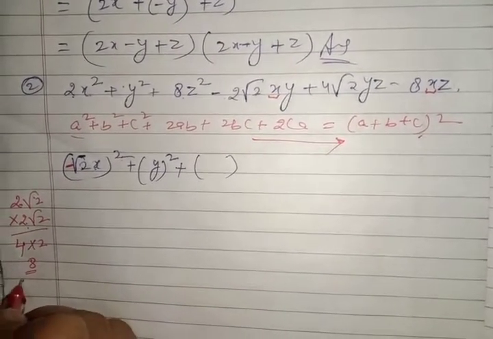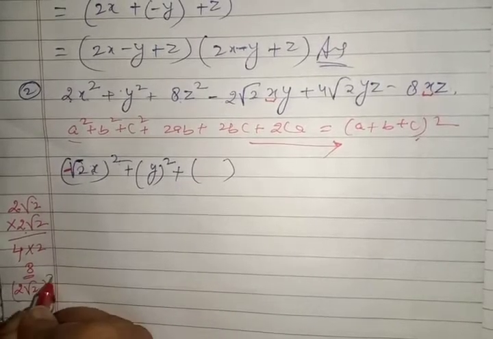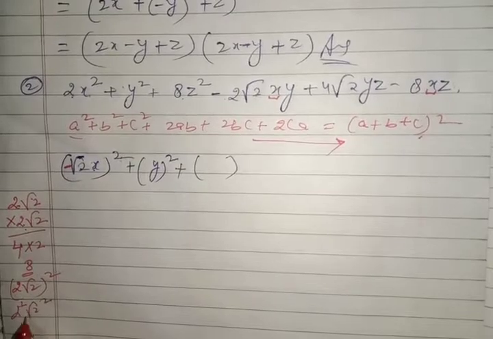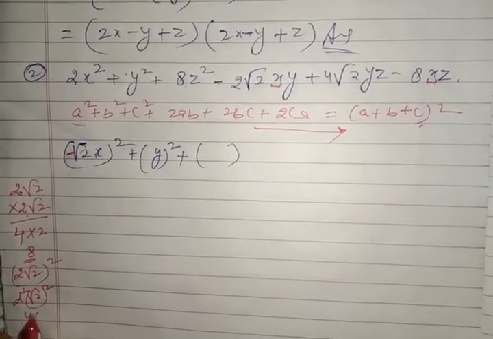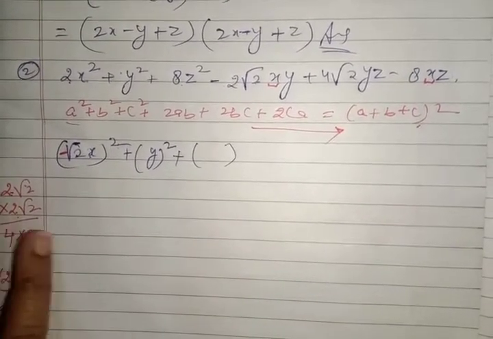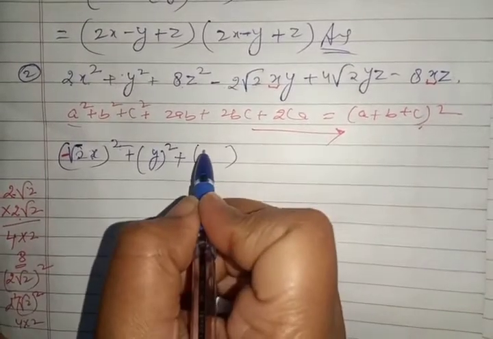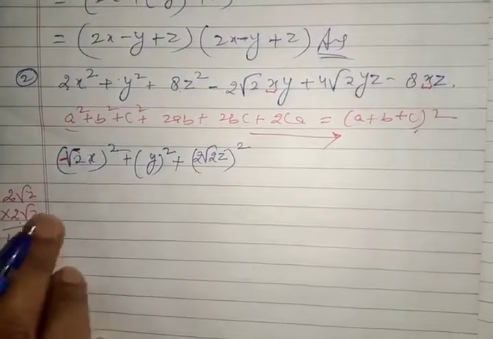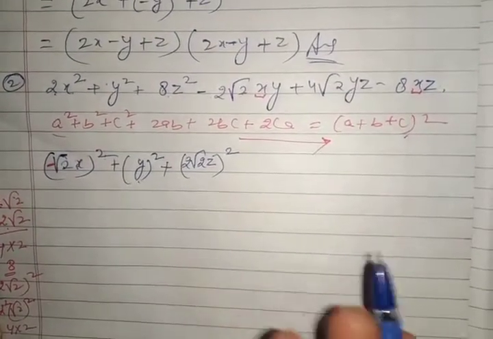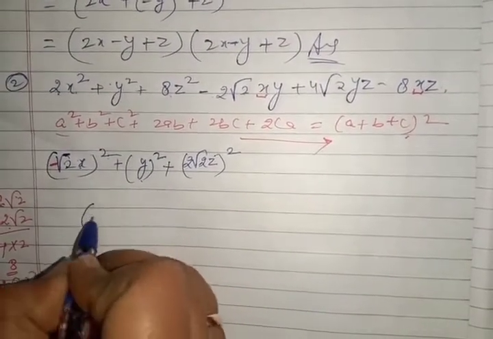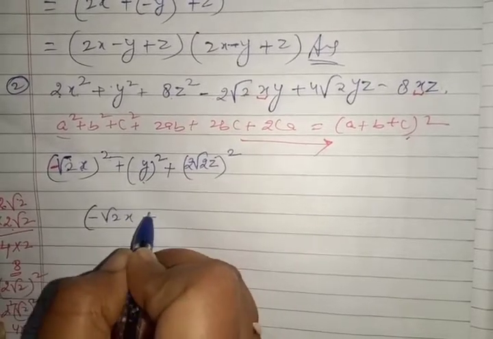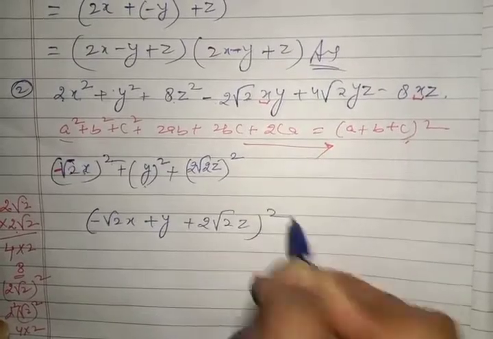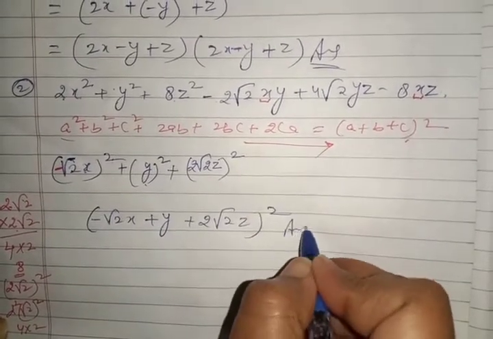Still if it is not clear to you, just see. 2 root 2 square is equal to 2 square and root 2 square. 2 square is 4 and root 2 square is 2. So 8z square can be written as (2 root 2 z) square. A square plus b square plus c square, and we have got our answer. It's a, b and c whole square. This is our final answer factorized.